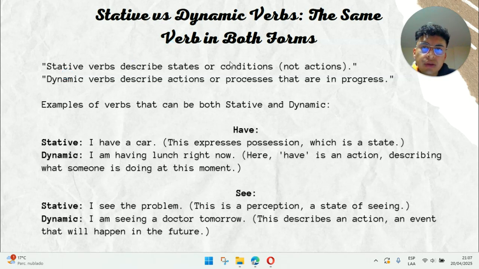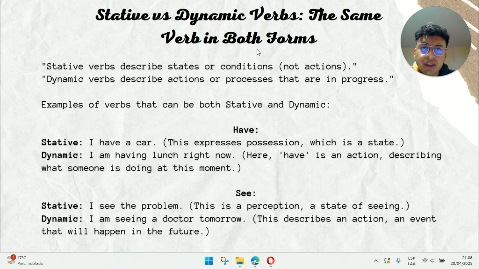Stative versus dynamic verbs: the same verb in both forms. Some verbs can actually be used both as stative and dynamic verbs, depending on the context. Let's look at the verb have. I have a car. Have is a stative verb because it describes possession, a state. But in I'm having lunch right now, have is used dynamically as it describes an action happening in the present.